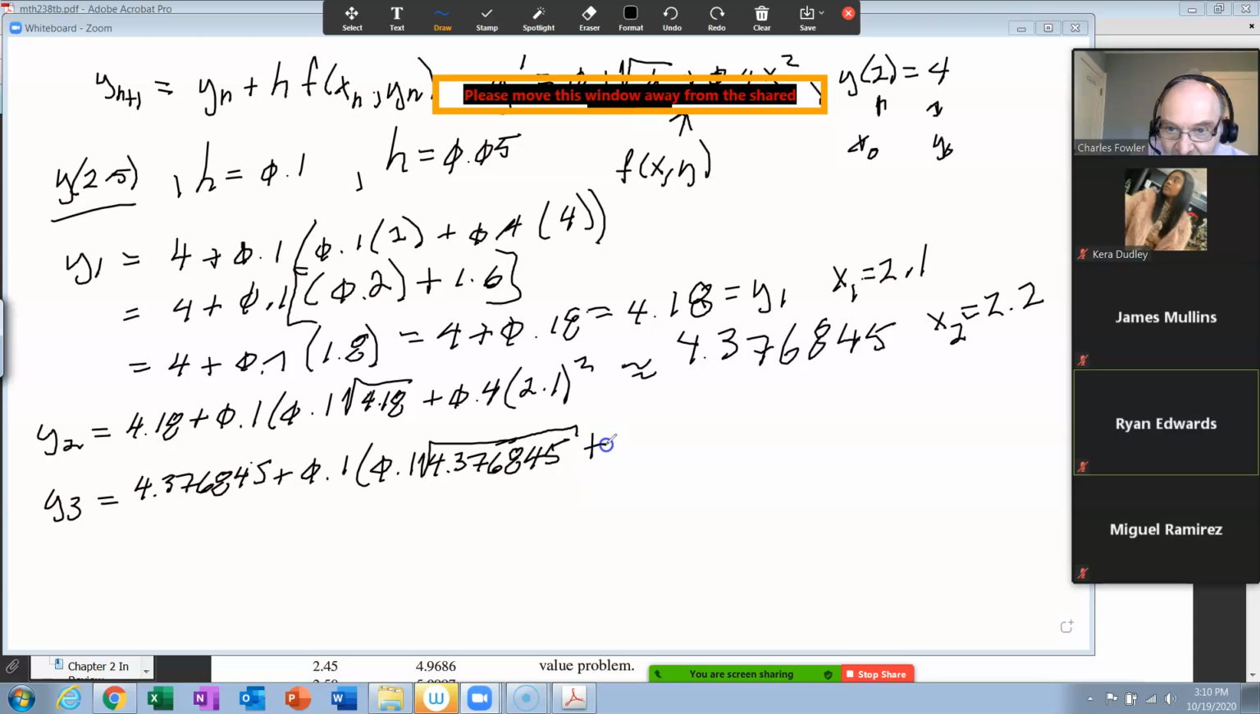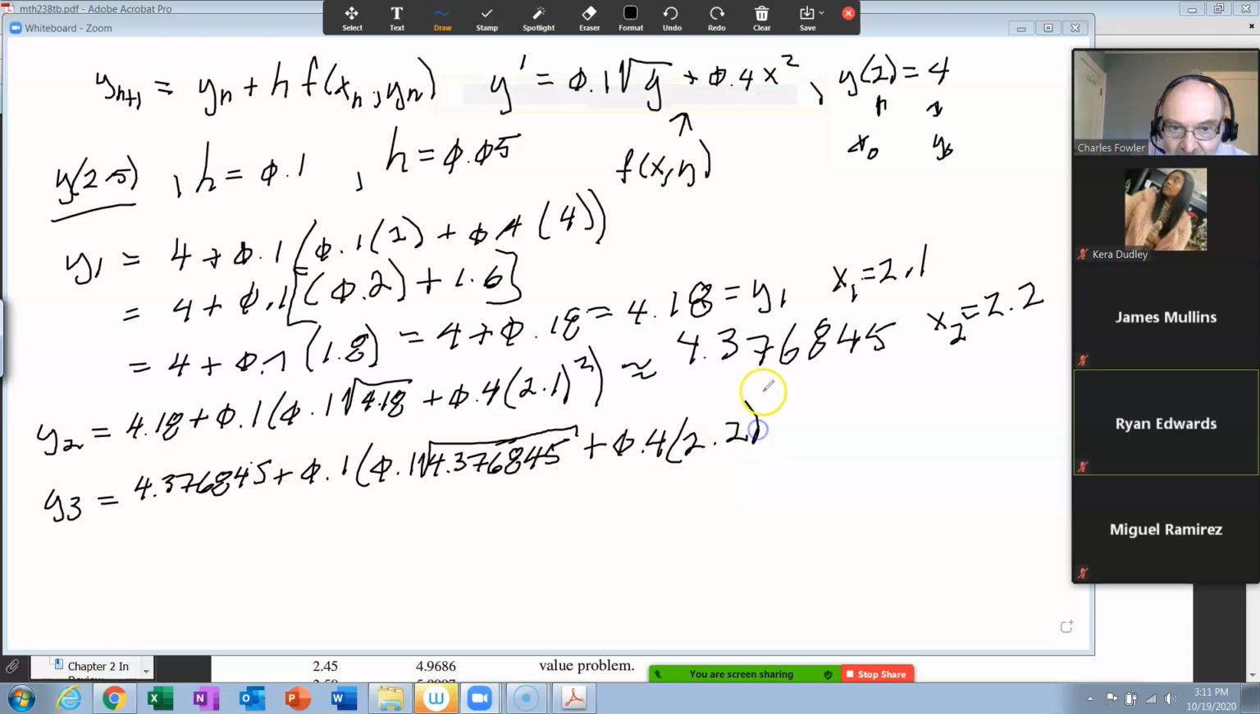plus 0.4. I forgot to close off my parentheses here. 0.4, that was part of the problem up here, times your x, which is now 2.2 squared. Okay, and that's going to be what I use to calculate y3.